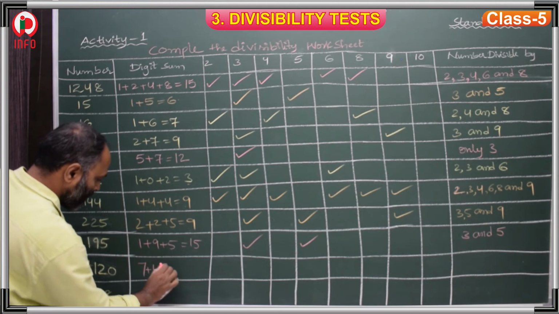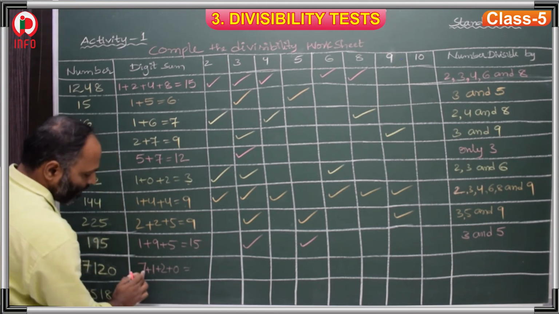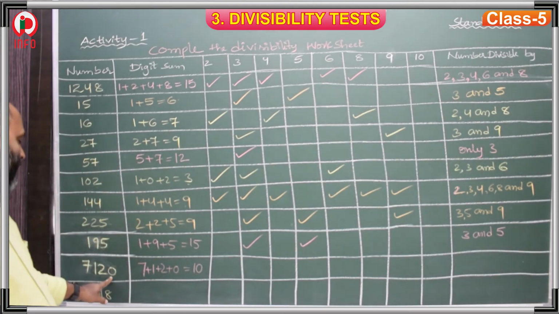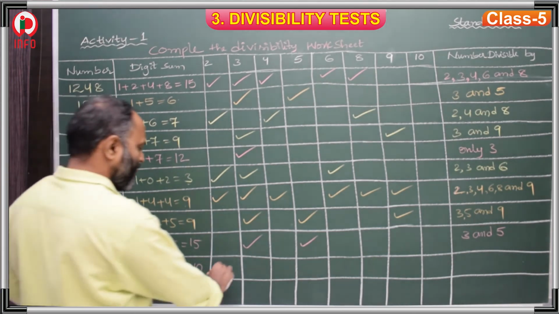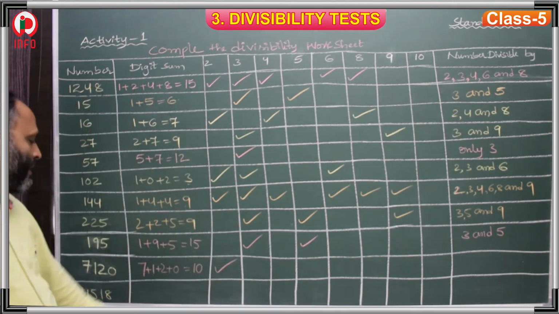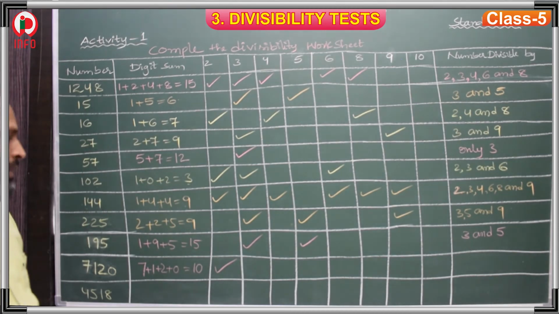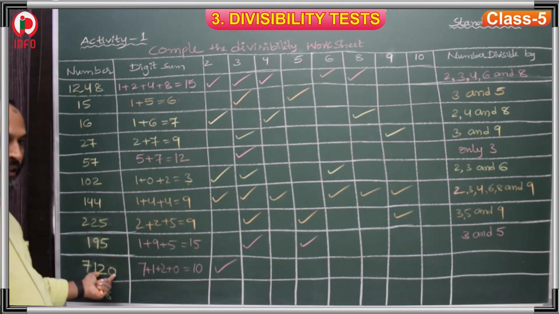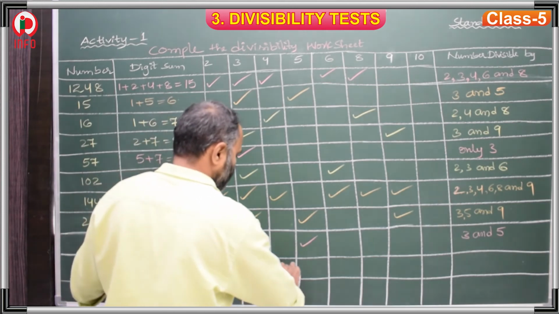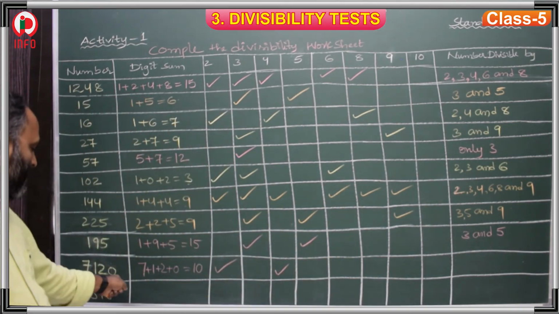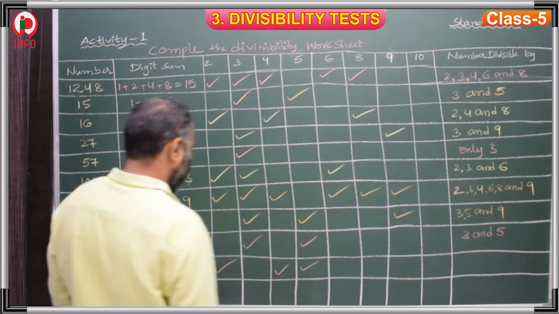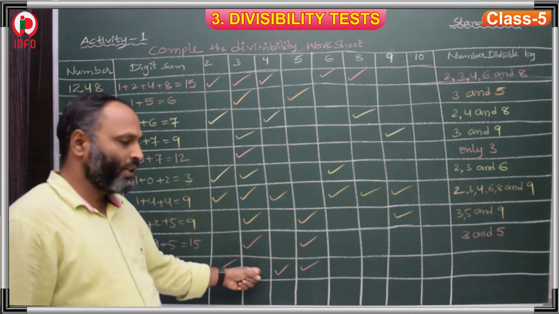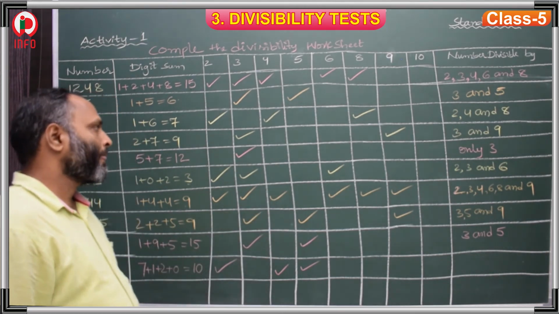So here, 7 plus 1 plus 2 plus 0. 7 plus 1 is 8, 8 plus 2 is 10. The last digit 0 is even, so this number is even, so it is divided by 2. The sum of the digits is 10, which is not divided by 3, so it is not divided by 3. For 4, the last 2 digits are divided by 4, so it is also divided by 4. For 5, the last number is 0, so it is divided by 5. For 6, it needs to be divided by both 2 and 3, but it is not divided by 3, so it is not divided by 6.